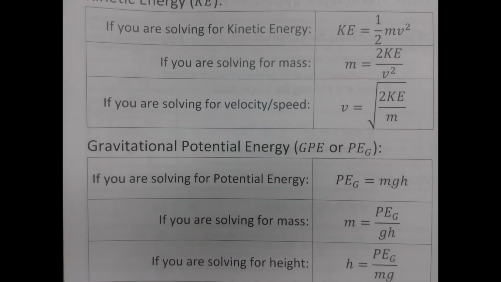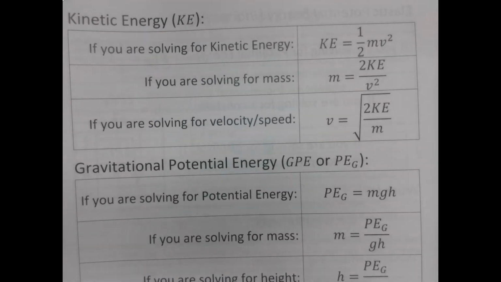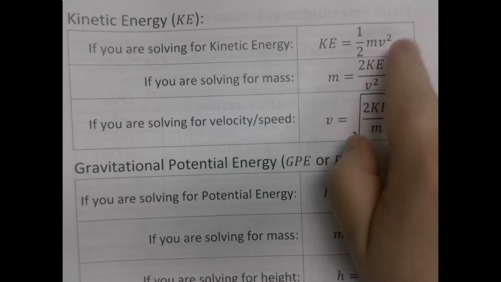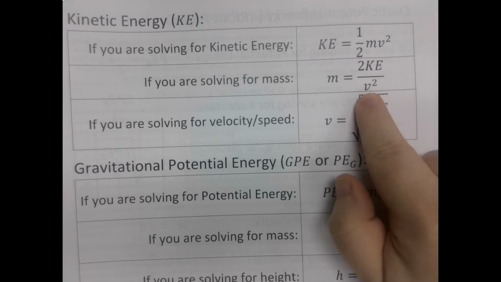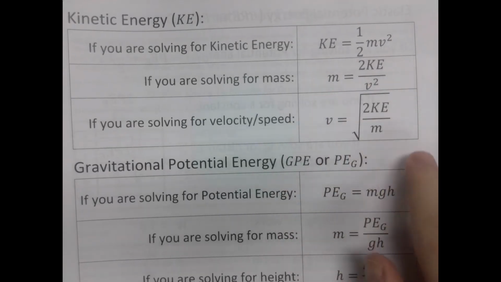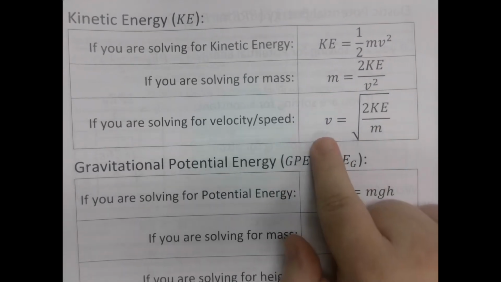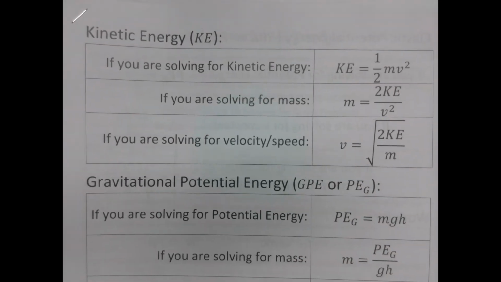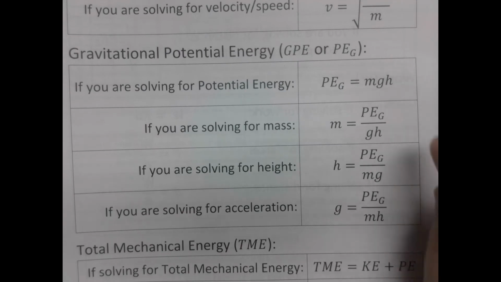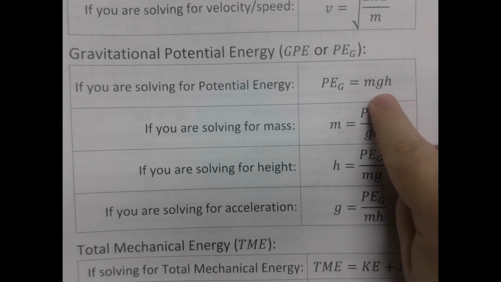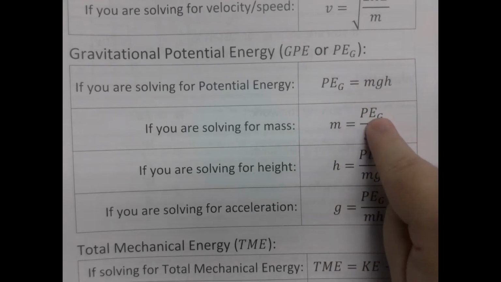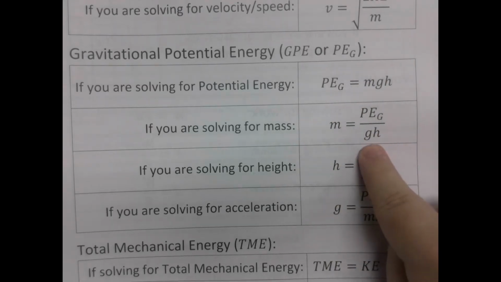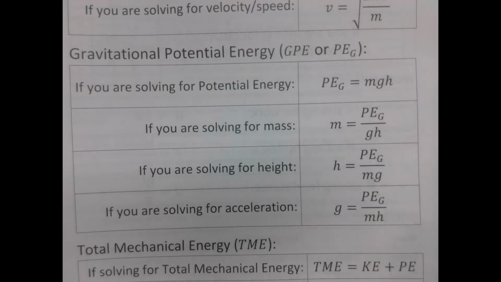is a list of equations for you to solve. So if you know mass and velocity, you can get kinetic energy. If you know kinetic energy and velocity, you can get mass. If you know kinetic energy and mass, you can get velocity. This first formula page is going to be given on your test. So if you know mass, acceleration due to gravity, and height, you can get gravitational potential energy. If you know gravitational potential energy and acceleration due to gravity and height, you can get mass. You can plug it in.